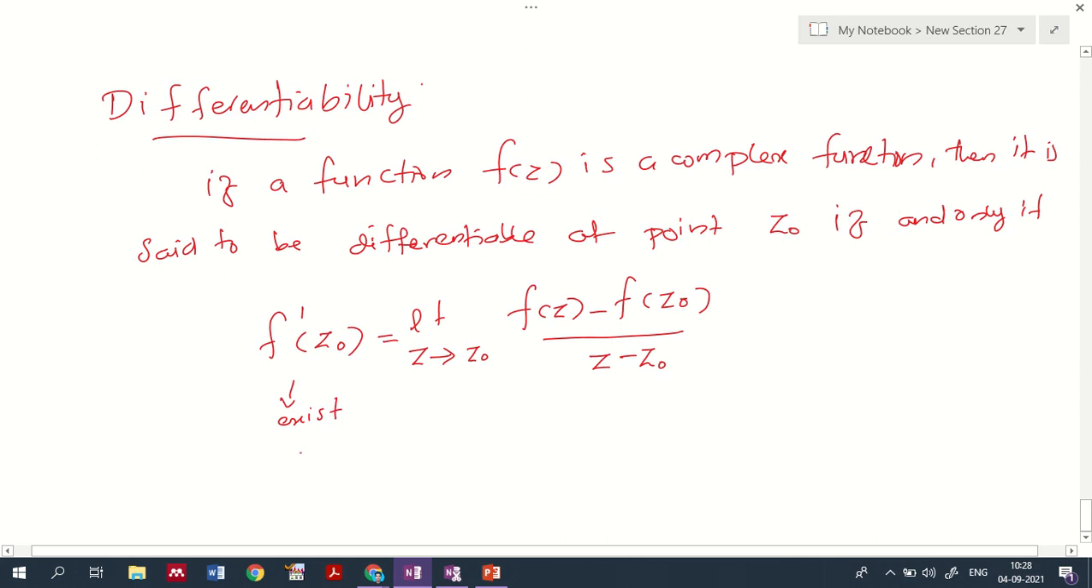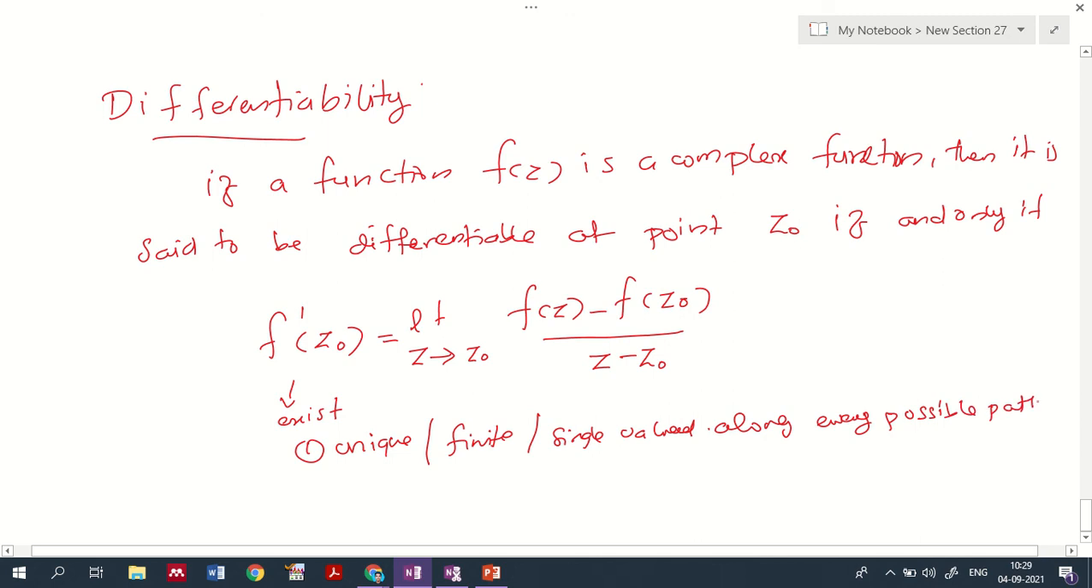this existing means you have to check this should be a unique value. This should be unique and a finite value and should be single valued, along every possible path when z is tracing towards z0.